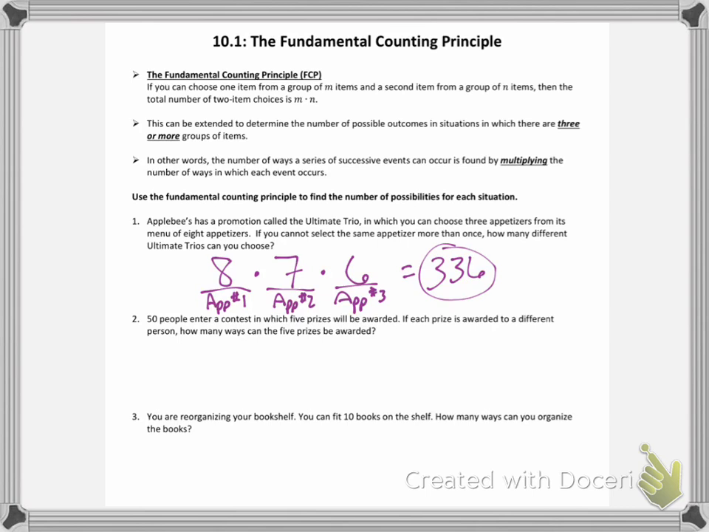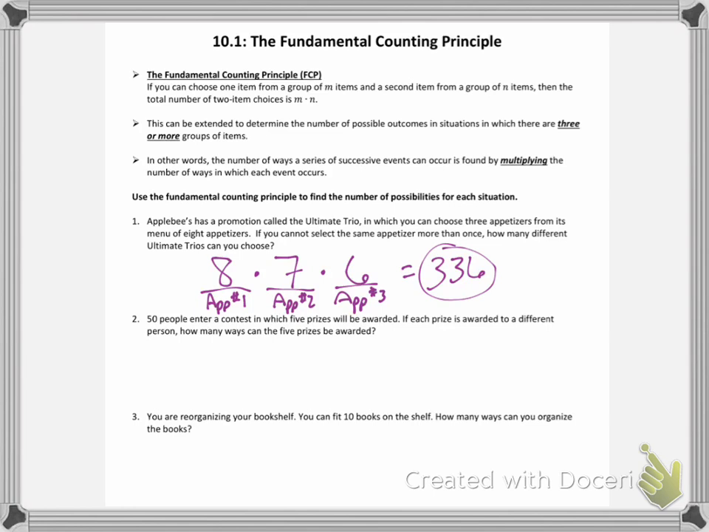The next problem here is pretty similar in concept. So we have 50 people entering a contest in which 5 prizes will be awarded. If each prize is awarded to a different person, how many ways can the 5 prizes be awarded? So again, nothing's repeating in this case, kind of similar to the last question. If different people are getting prizes, then the same person can't get 2 different prizes.